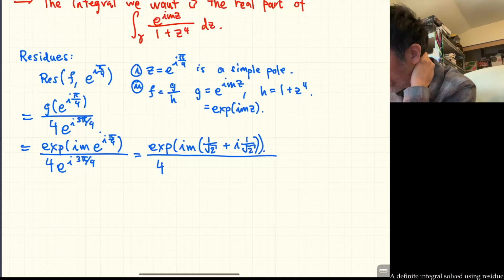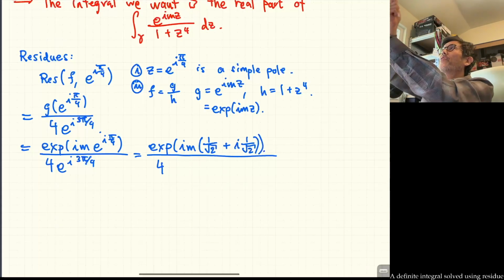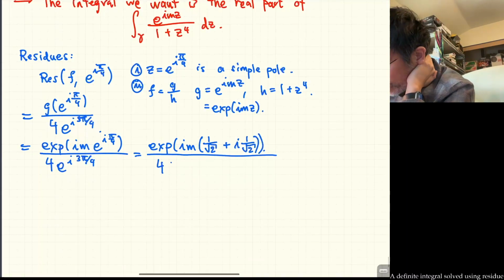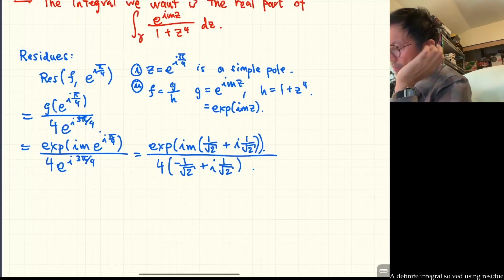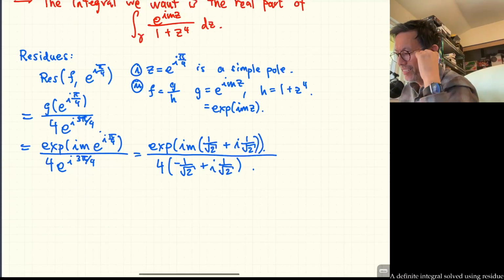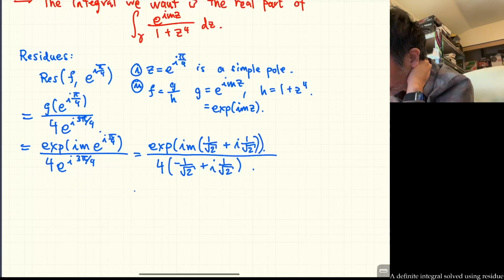I'm not sure if this is profitable or not, but I'm going to use Euler's there. So now I get the cosine of 3 pi over 4, which feels like negative 1 over root 2, plus i sine of 3 pi over 4, which is 1 over root 2. Yes. Okay. I think I'm doing this correctly.